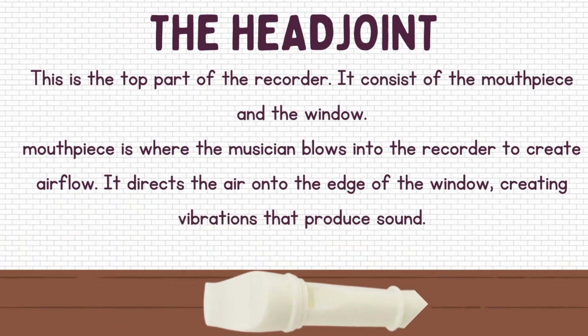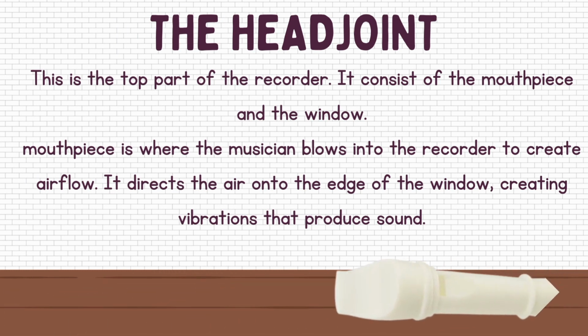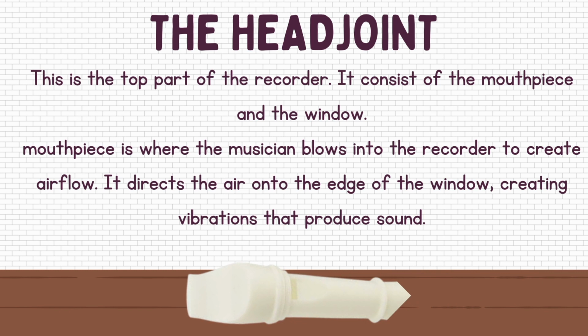Now, the head joint is the top part of the recorder. It consists of the mouthpiece and the window. The mouthpiece is the picture floating right on your screen. It is where the musician blows into the recorder to create airflow. It directs the air onto the edge of the window, creating vibrations that produce sound. This means that your recorder cannot produce sound without air blown into the mouthpiece.